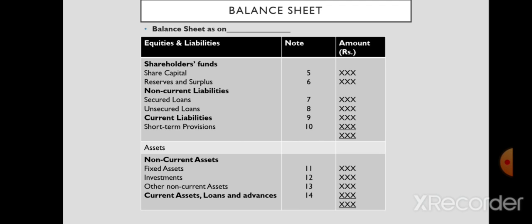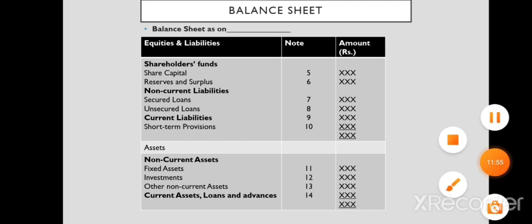And note 14 consists of current assets, loans and advances. That is, we will consider cash in hand, cash at bank, sundry debtors, bills receivables, inventory, outstanding income, prepaid expenses, tax deducted at source, loose tools, and any advances. All these are the items of current assets, and we will take the total of all these current assets in the balance sheet of an organization under note 14, and we will arrive at the balances of the assets and equities and liabilities as on a particular date.